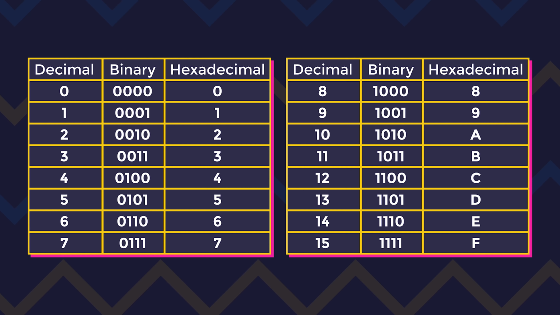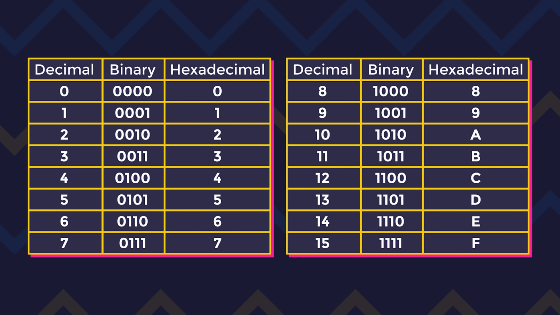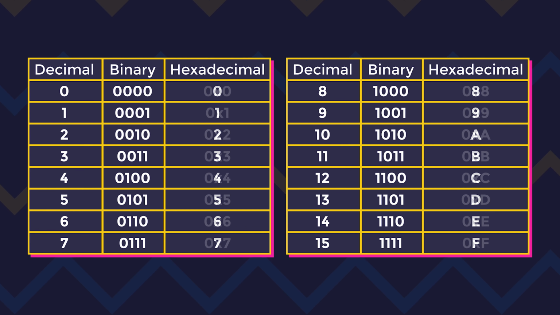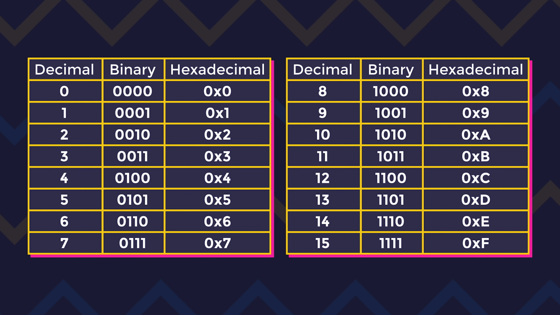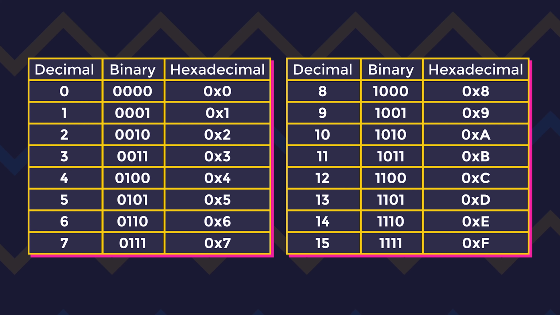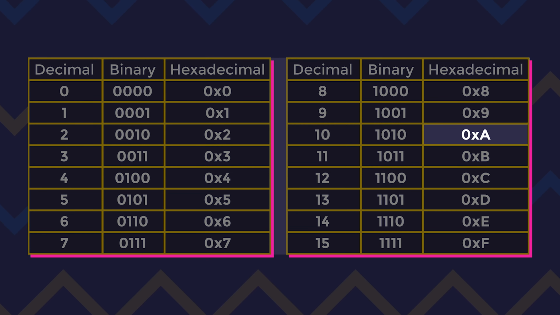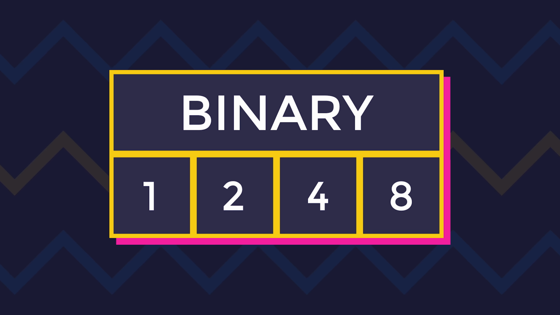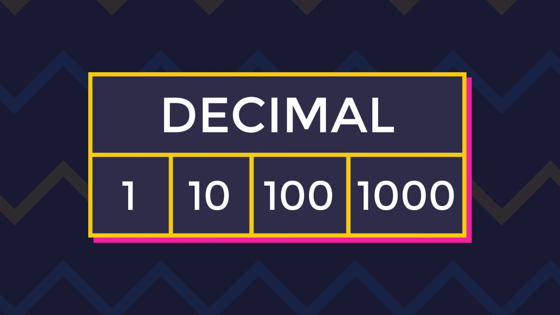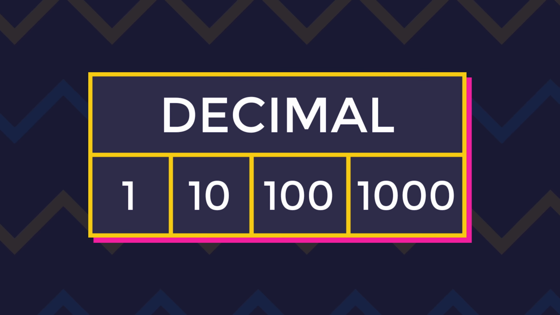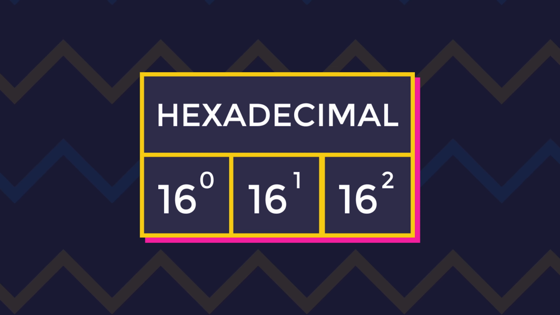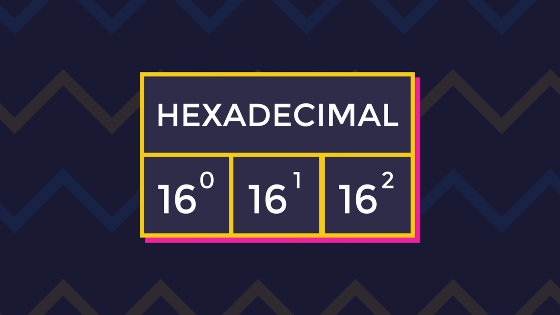One thing we normally do to distinguish between decimal and hexadecimal, because they're pretty similar in values, most of them, we put a prefix before the hexadecimal value. So the prefix would be 0x and then the hexadecimal value, like for example 0xA or 0xB. And just like binary has place values like 1, 2, 4, 8, decimal has 1, 10, hundreds, and thousands, so does hexadecimal. But the values are 16 power 0, 16 power 1, 16 power 2, and so on.